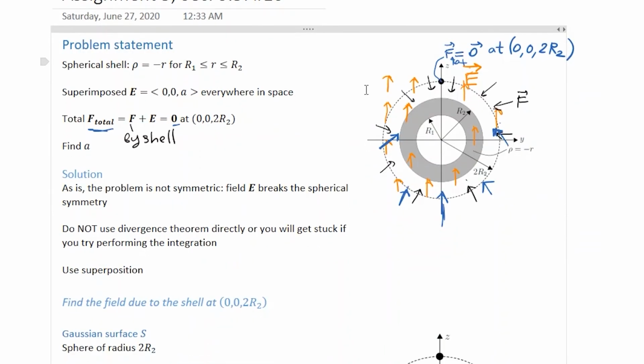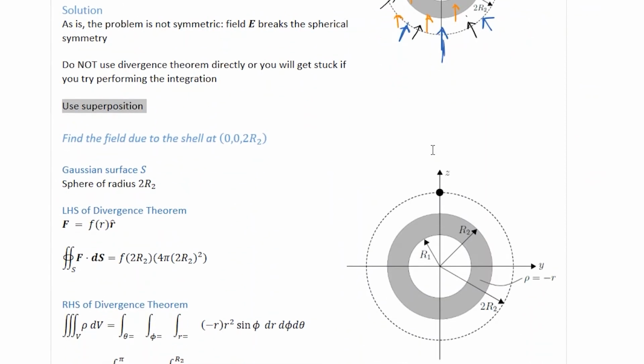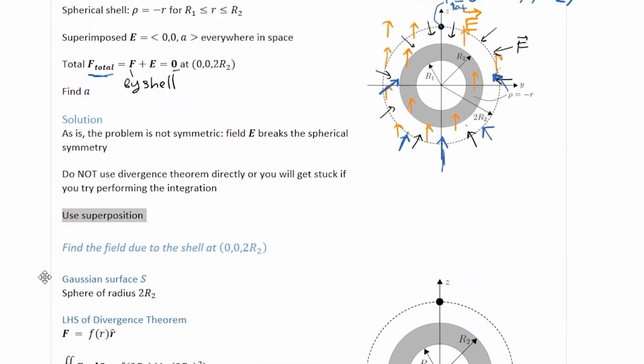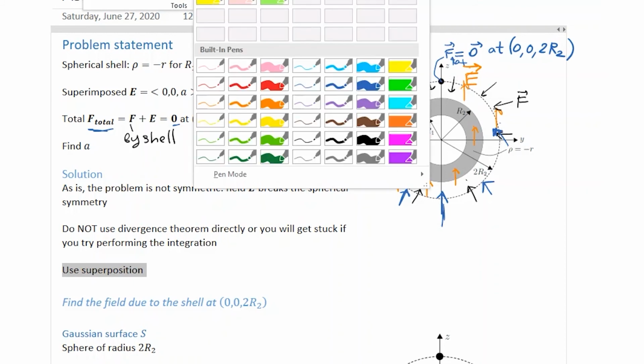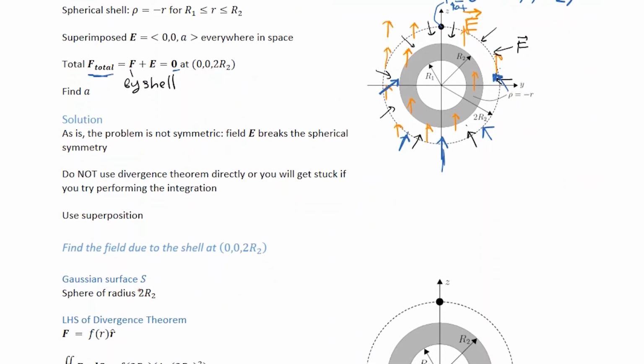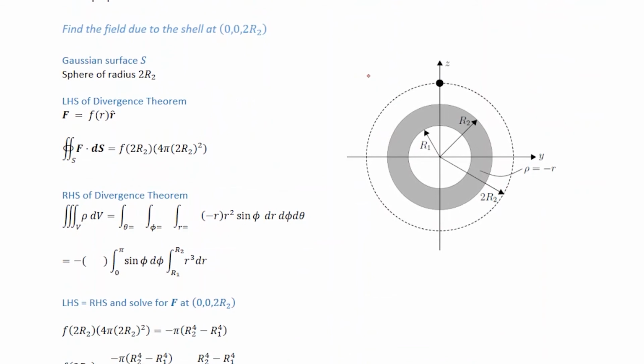So to solve this question, a way to do it is to use superposition. First, we would want to find the field due to this shell at this point. So let's do that. We would want to set up a Gaussian surface that will pass through the point where we're interested in finding the field. Let's do that. So our surface is going to be a sphere of radius 2r2. Let me actually draw this here because it looks nicer. This would be the Gaussian surface.